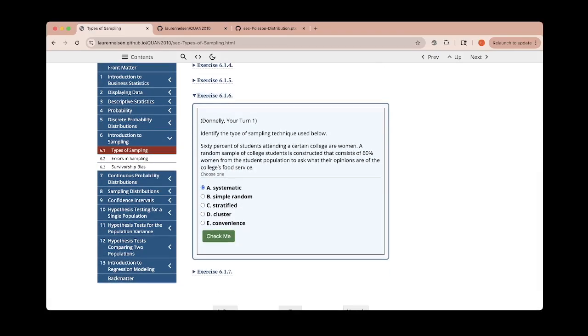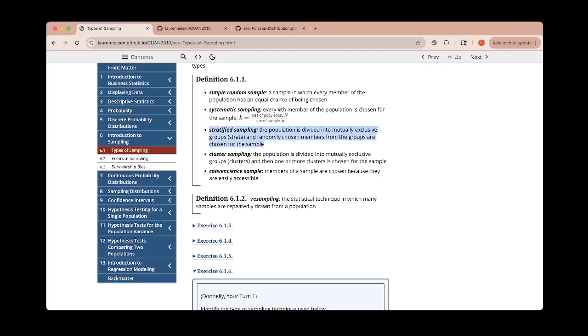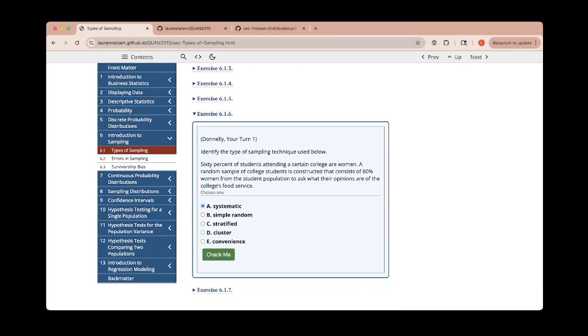Number 6 says 60% of students attending a certain college are women. And a random sample of college students is constructed that consists of 60% women from the student population to ask what their opinions are of the college's food service. To me, this sounds like stratified sampling. We've divided the population into women and not women, and then we've chosen our sample so that 60% of our sample is in the group of women. So this would be stratified.